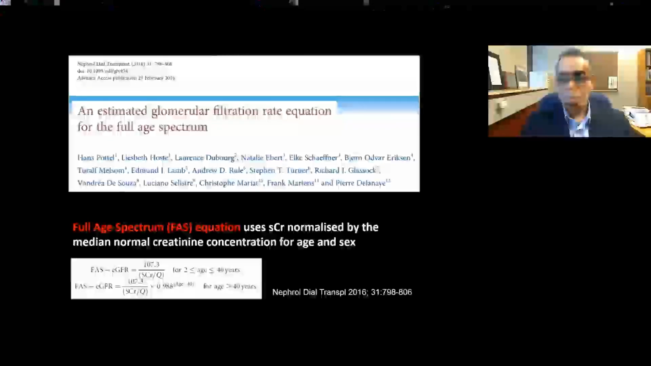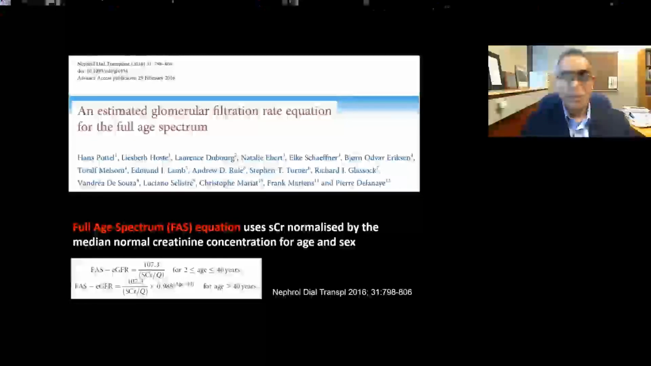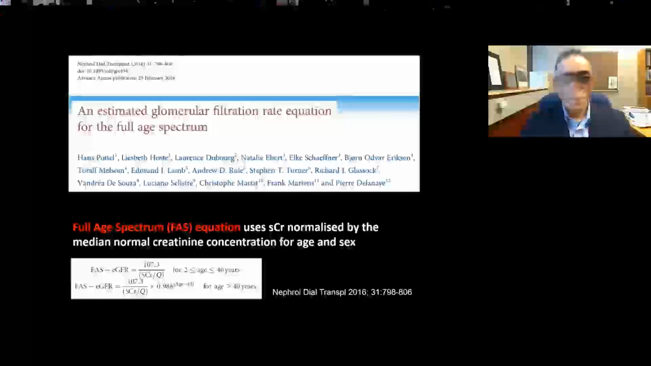There have been other equations like this one more recently called the full age spectrum equation, the FAS equation, which is a single equation which can be used for children over the age of 2 and for adults. It's not yet widely adopted.